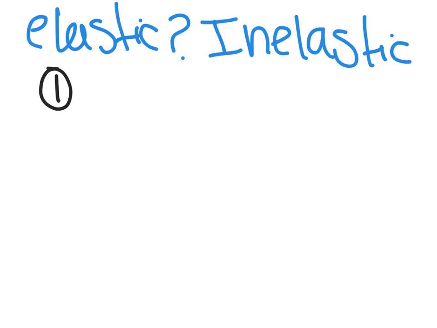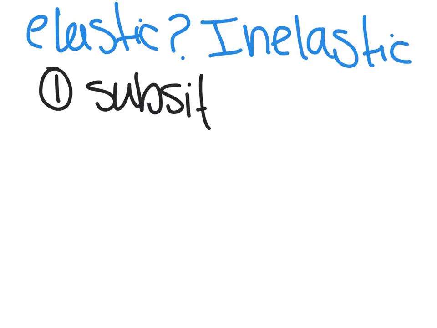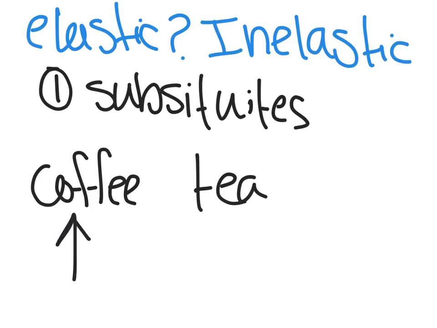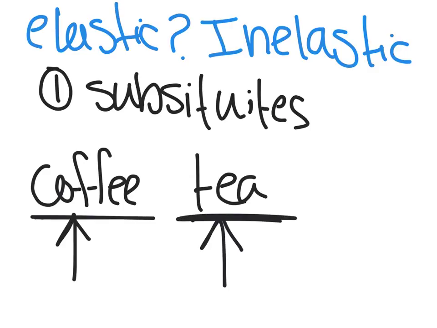First of all, are there a large number of substitutes? For example, if I have coffee and tea, and the coffee price increased, what would happen to the demand for tea? The demand for tea would increase. So coffee would be elastic and tea would be elastic because we have a large number of substitutes.